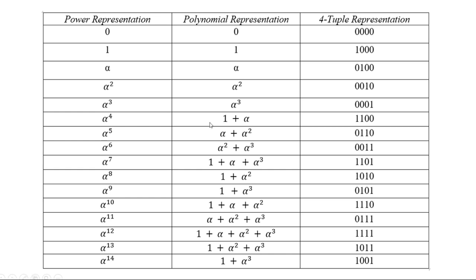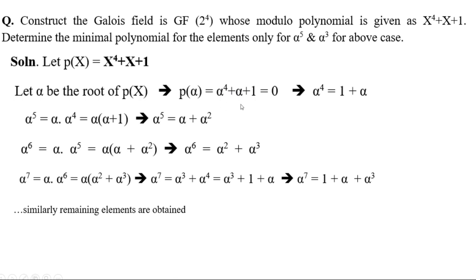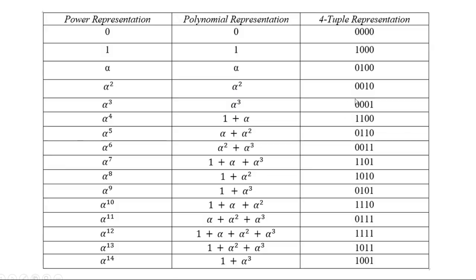will use the above relation given in the example, that is what is given: alpha to the power 4 is equal to 1 plus alpha. So we can write alpha to the power 4 is equal to 1 plus alpha for the polynomial representation. These two are equal: power representation and polynomial representation.